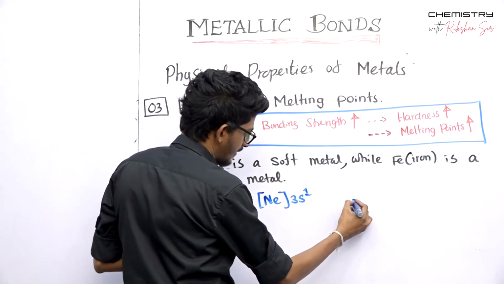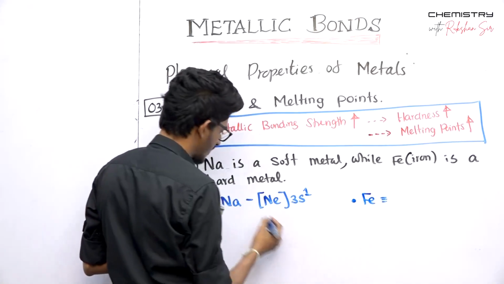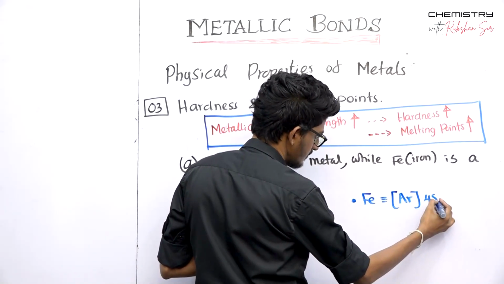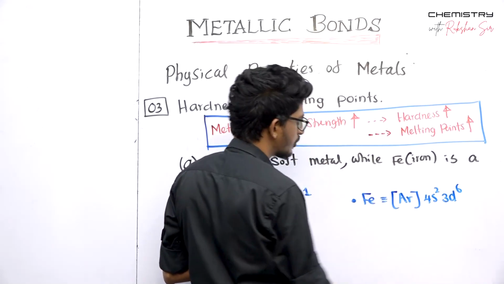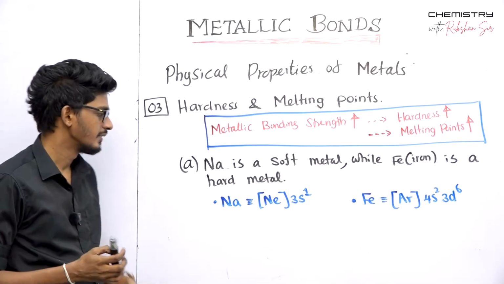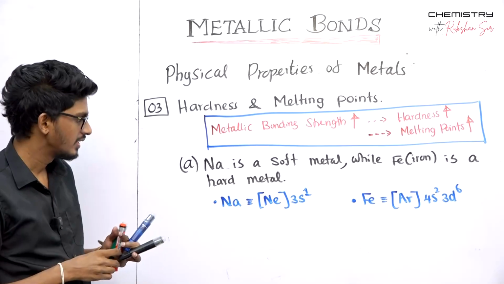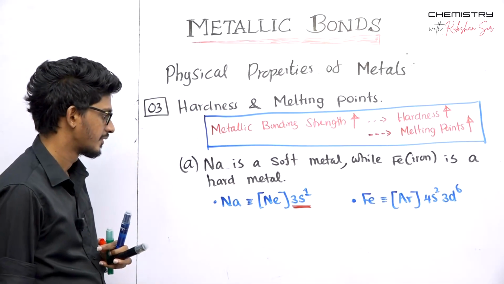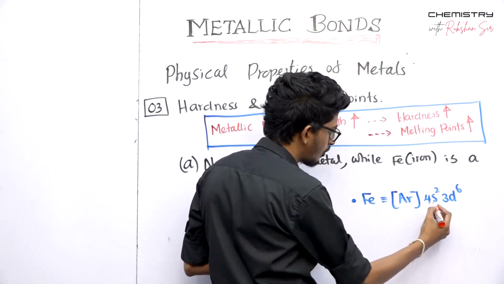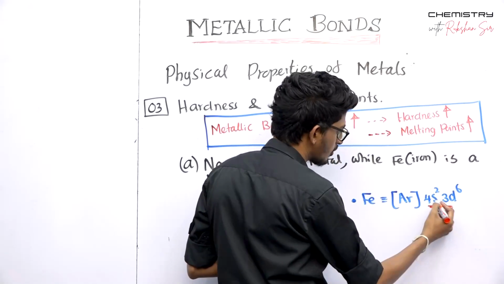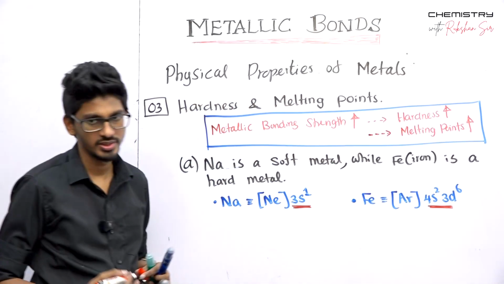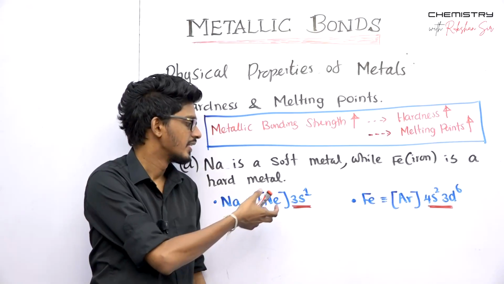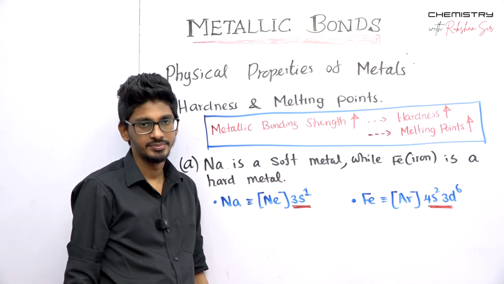When it comes to iron, its configuration is Argon 4s2 3d6. This is the 26th element. So here we would clearly see sodium releases only its 3s electron to the sea of electrons. But the iron will release more than that. Not only the 4s electrons, but also some of the 3d electrons will be removed. So the electrons released to the electron sea will be higher with iron compared to sodium.